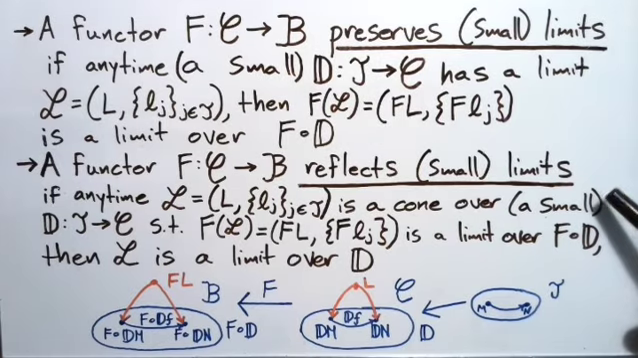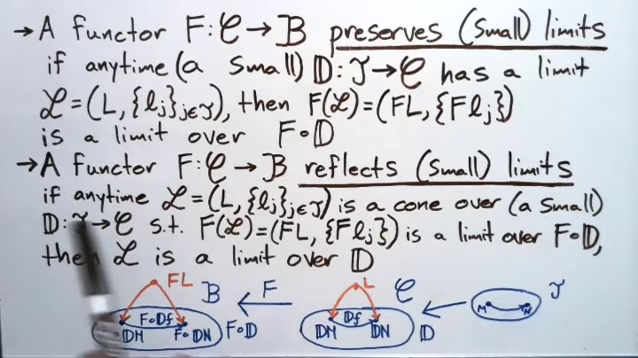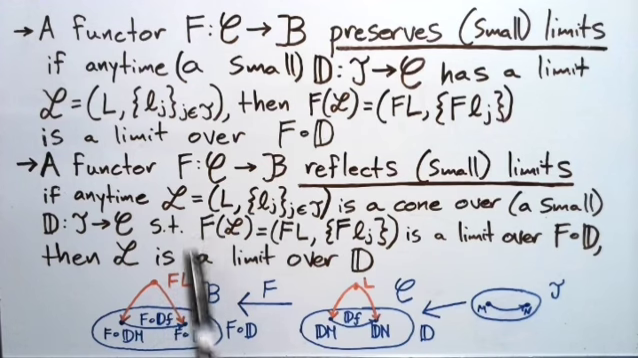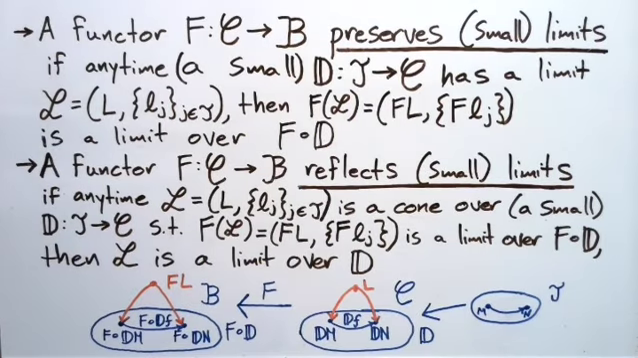And again, for the small version, we basically just say that this applies to small diagrams. So a functor F reflects small limits if any time L is a cone over a small diagram D, such that the image of L under F is a limit over the image of the diagram, then L is a limit over D. So it's basically just saying this applies only when J is a category where the objects form a proper set. So let's look at some examples for these.